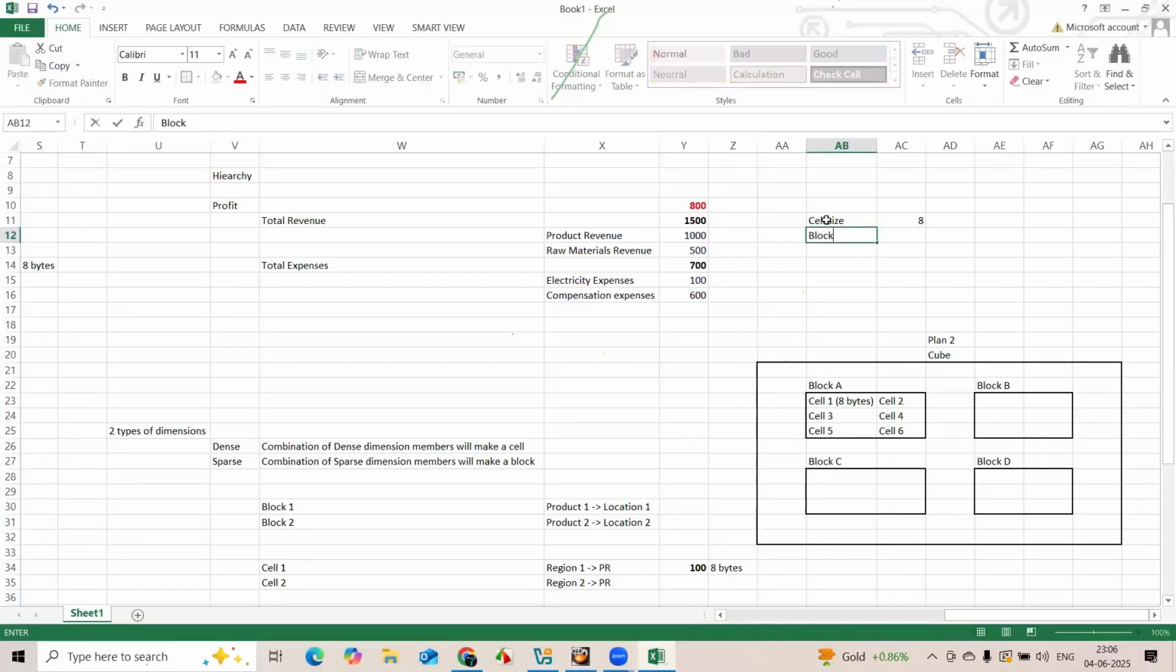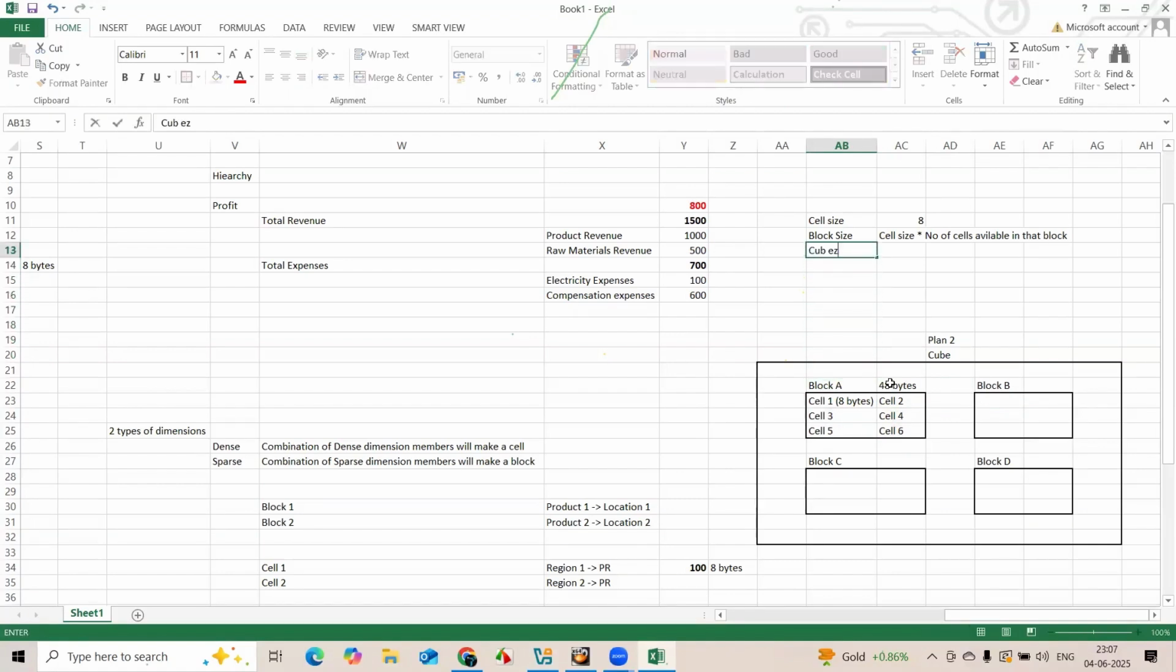What is the block size? Block size will be cell size into the number of cells available in that block. How many cells are available in this block? 6. So 6 8s are 48. Sorry, I'm really sorry. 6 8s are 48. So 48 bytes is the size of each block, since the cells are consistent throughout the blocks. So what is the cube size?